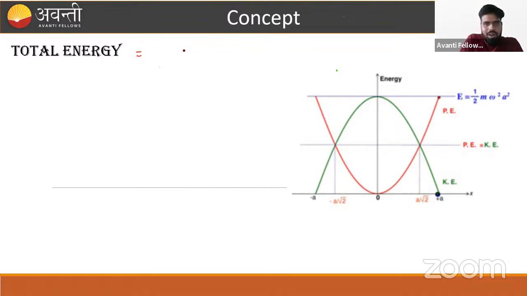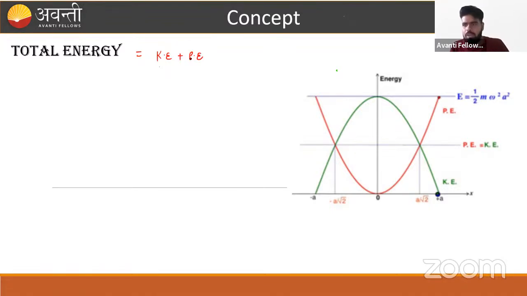So, guys, what is the total energy of the particle? Total energy is nothing but the sum of kinetic energy plus potential energy, as there are two types of energy involved: one is kinetic, another is potential. Yes or no, guys?